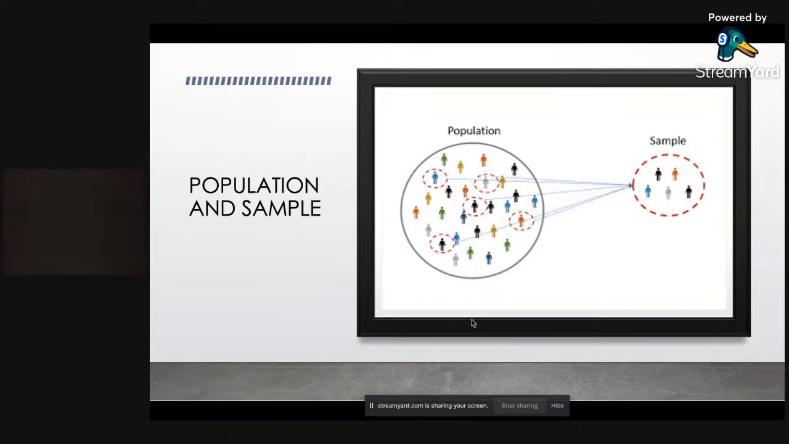Okay, so this is also a clearer example. For example, the population in Selangor, and out of it we just take one in Shah Alam, one in Ampang, one in Petaling Jaya, one in Subang, and one in Kuala Selangor. So it makes up the sample of the population in Selangor.